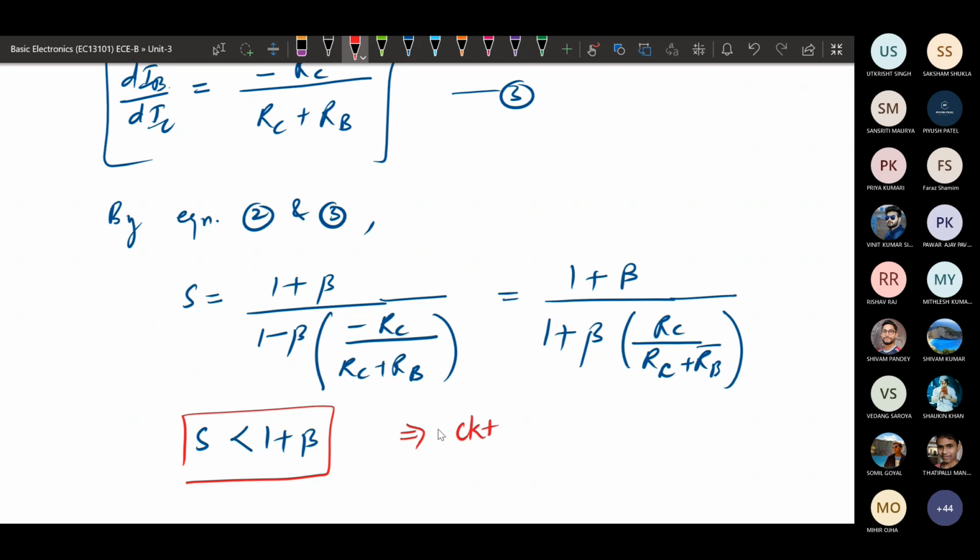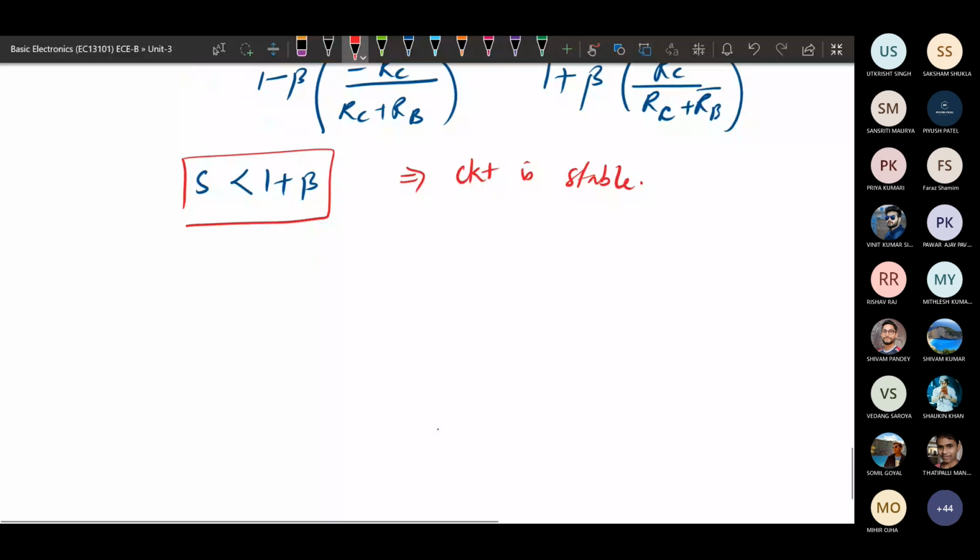Okay, so if this is the case, then we can say the circuit is stable. So this type of biasing, the collector base technique of biasing, the system is stable. We can call this a stable system.